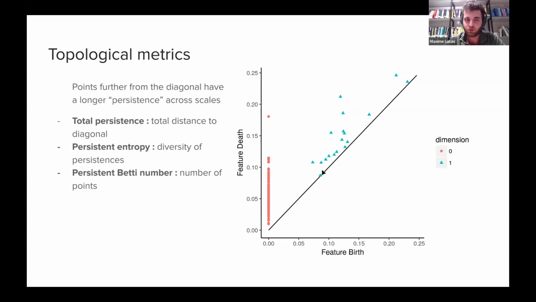From this, I extract 3 topological metrics that I was telling you about. The first one is total persistence. The persistence of a point is its distance to the diagonal, so the total persistence is basically the sum of all the persistences that we can see in this diagram. Persistent entropy is going to tell us about the diversity, how different these persistences are, because I have a distribution of persistences for different points. And the Betti number is, in this case, a generalization of the one in mathematical topology, and is just the number of points that we have here. So I will use these 3 metrics to summarize this persistence diagram, and I will use them to compare different conditions in my data.